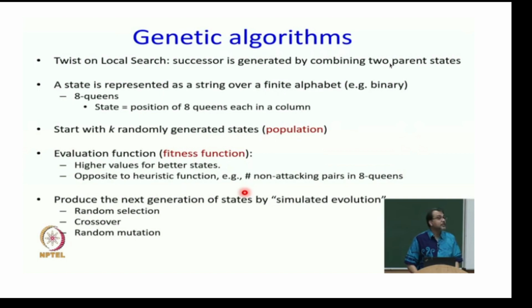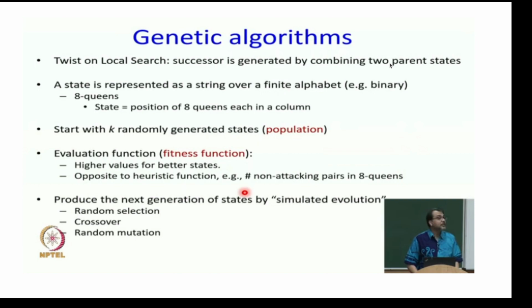A state is represented as a string over a finite alphabet. So there is flexibility in how you represent the state, how you encode the problem, how you represent your population. You start with k randomly generated states, so you have a given set of population. You do the selection operation, you do crossover, you do mutation, you finally have the offspring, and you put them into this population. So this is how you do a genetic algorithm.